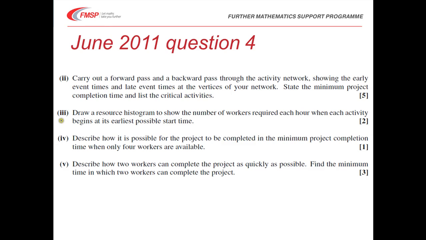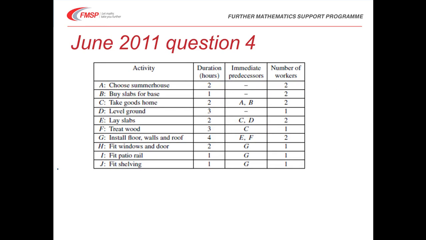We're then asked to draw a resource histogram to show the number of workers required each hour when each activity begins at its earliest possible start time, and then describe how it is possible for the project to be completed in the minimum project completion time when we only have 5 workers. And then alternatively, we've got to describe how 2 workers can complete the project as quickly as possible and to find that minimum time. So let's just have a look at the table first of all.